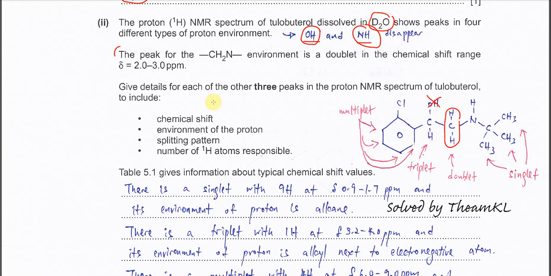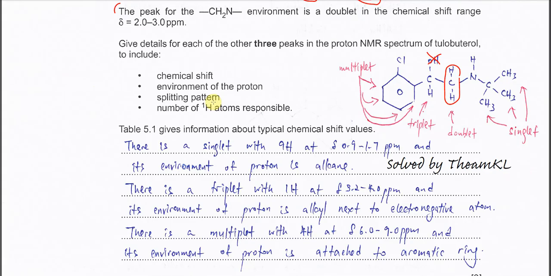Now you need to discuss the other 3 peaks in the proton NMR of the tulbutol. So it wants you to discuss not this, but this, and this, right? These 3 peaks. You have to discuss chemical shift, environment of proton, splitting pattern, and number of hydrogens responsible. Quite complicated, so just follow step by step. Now we try to discuss this one first.